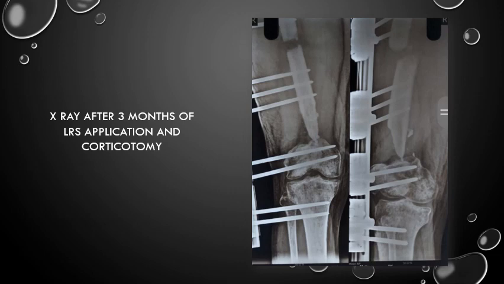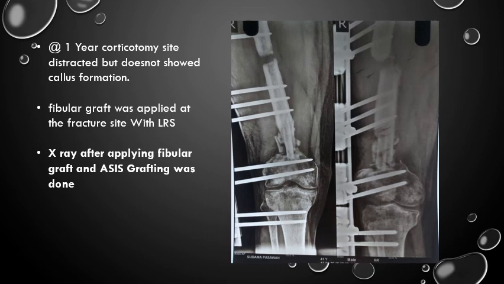And subsequently, after 3 months of LRS application, distraction was started at the corticotomy site, which shows the corticotomy site is being distracted and the gap is relatively wide. Subsequently, at 1 year after the injury, the corticotomy site is being distracted, but it doesn't show any callus formation. Then the surgeon applied a fibular graft over the fracture site with the LRS fixator in situ.